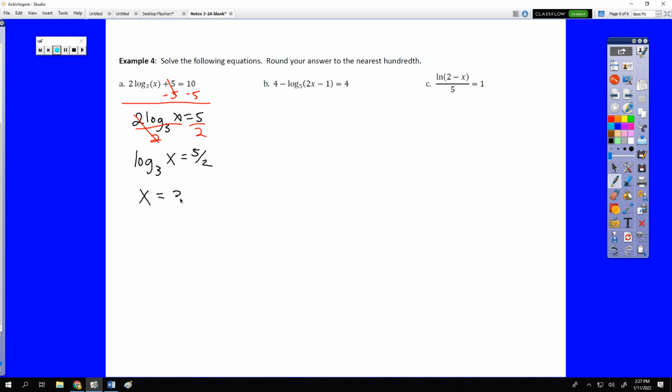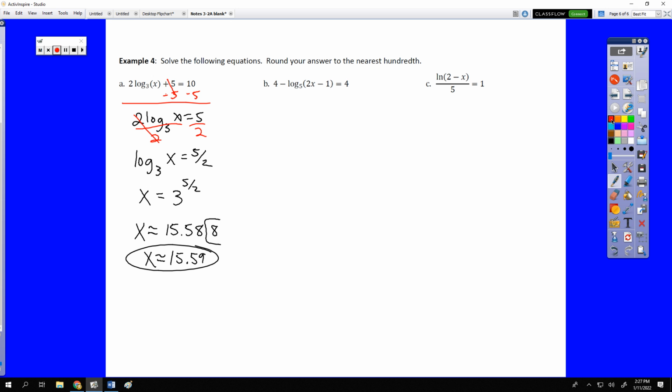Rearrange that into an exponential, which would give us x equals 3 to the 5/2 power. And then we type that into our calculator, and just like before, we're going to round that to the nearest hundredth. So that would be x is approximately 15.59.